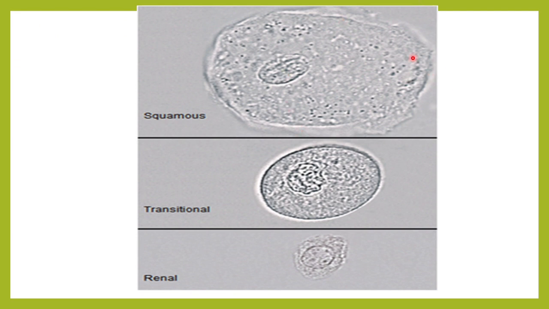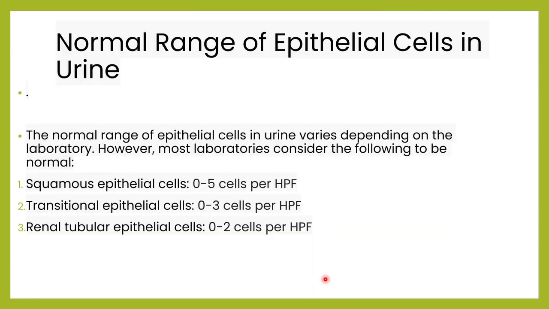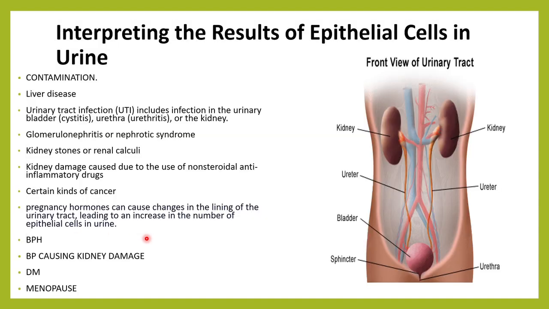So this is a squamous epithelial cell, this is a transitional epithelial cell, and this is the renal tubular epithelial cell. These are the normal ranges of the epithelial cells in the urine, and if you find them beyond that, there could be renal tubular necrosis or renal tubular damage, which is causing the shedding of the epithelial cells.